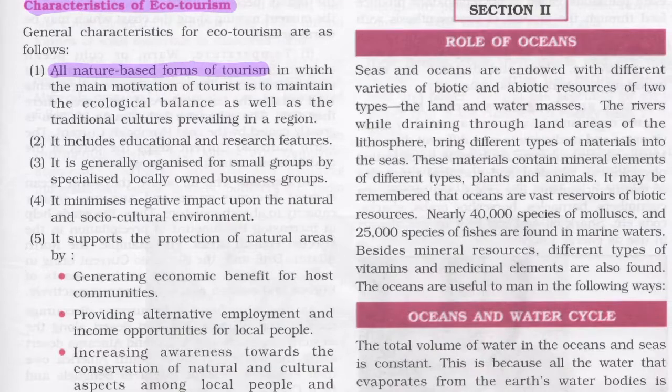When the ecological balance is maintained as well as the traditional culture prevails in that particular region, then tourist motivation is maintained. Ecotourism includes educational and research features. It is organized by small groups that are specialized, locally owned business groups. It minimizes negative impact upon the natural and socio-cultural environment. It supports the protection of natural areas by generating economic benefit for host communities. It provides alternative employment and income opportunities for the local people.